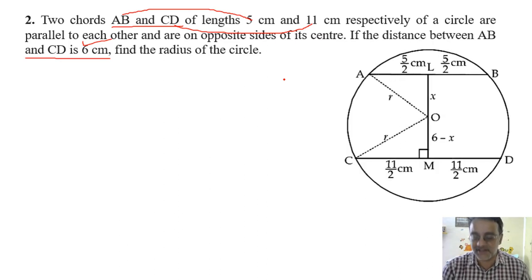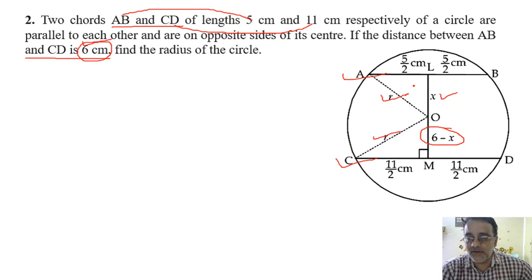Let us draw the circle first. AB and CD are two chords parallel to each other, and LM is the perpendicular distance between these two. This is already given as 6 centimeter. So if we take OL as x, then OM will be 6 minus x, and these two are radii. We know that the perpendicular from the center to a chord bisects the chord, so these two are equal, 5/2. Similarly these two are equal, 11/2. So is the diagram clear to all of you?